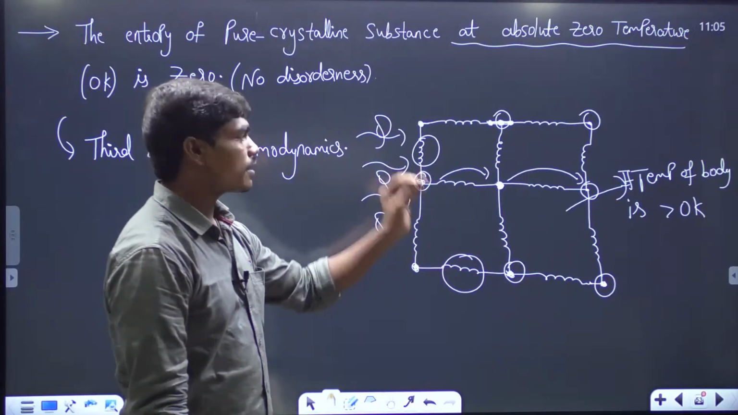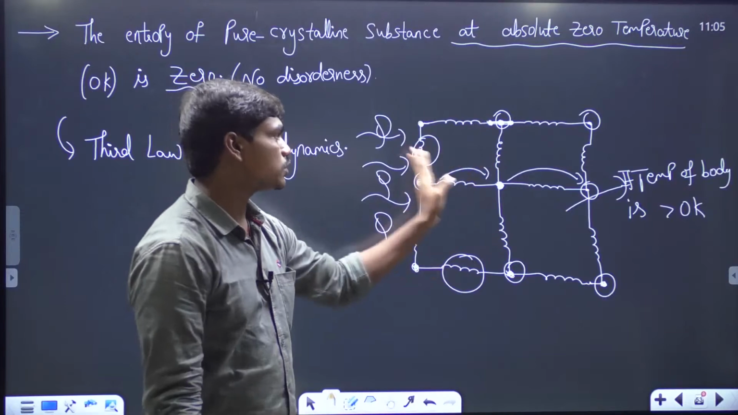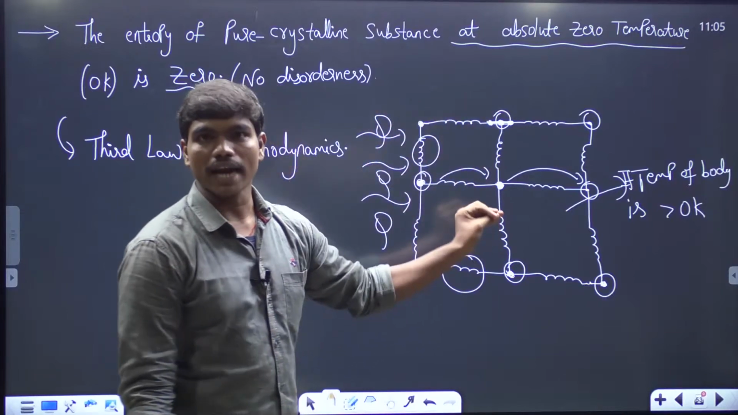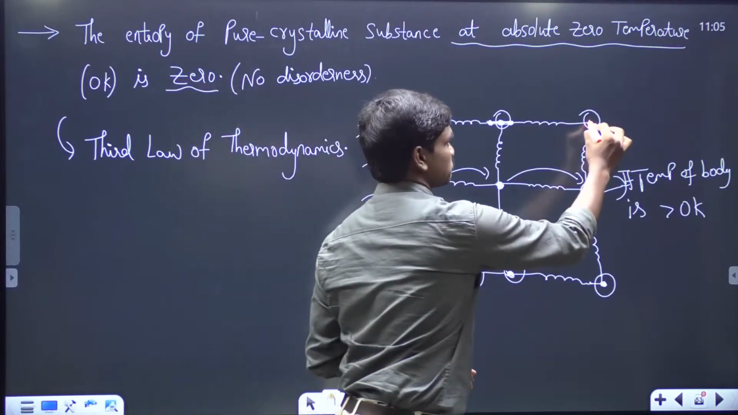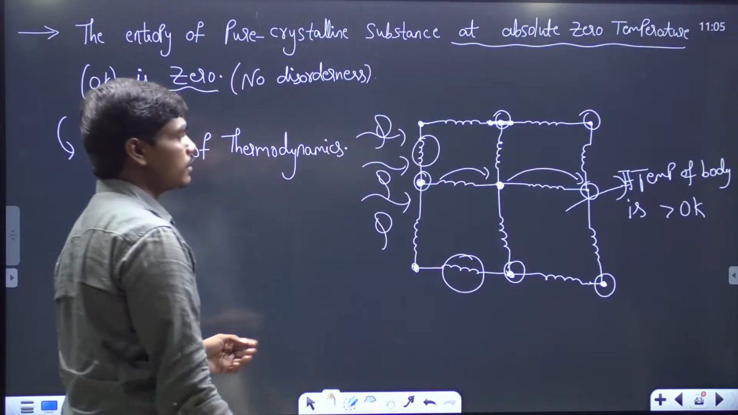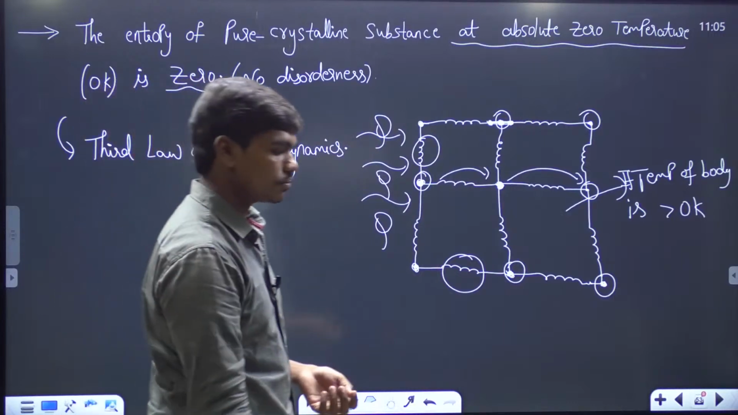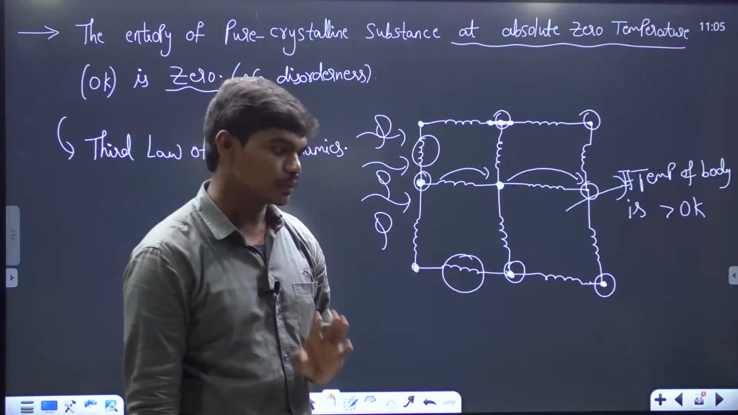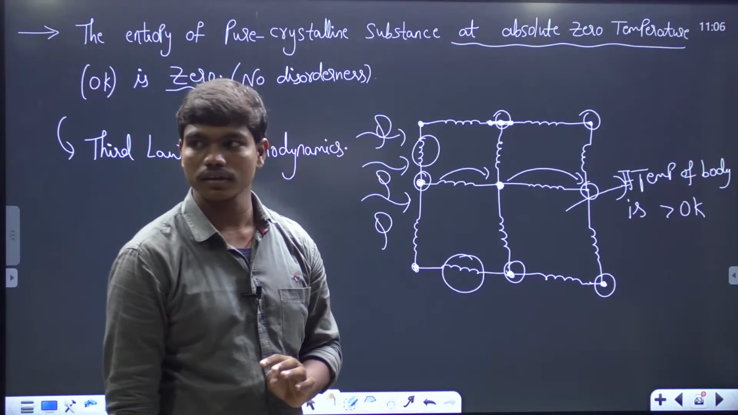So if you see at absolute 0 Kelvin, these molecules don't start vibrating, they don't have any disorderness, but they'll sit quietly at their lattice points basically. Okay, so that's why at absolute 0 Kelvin there's no disorderness for the system. Clear? I assume that you all understood entropy in a good way.